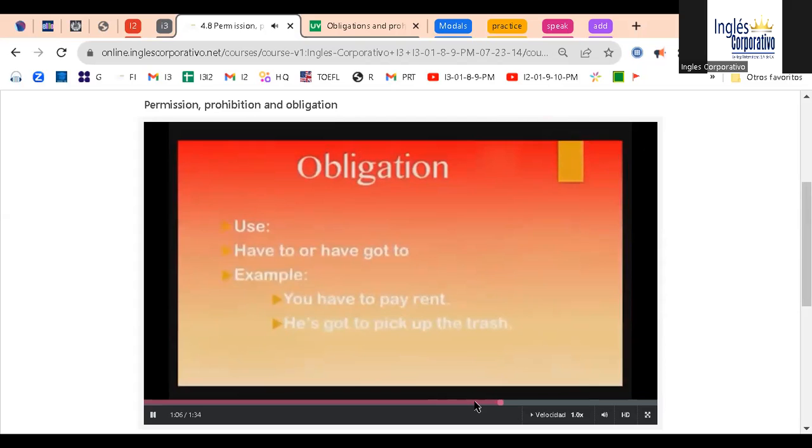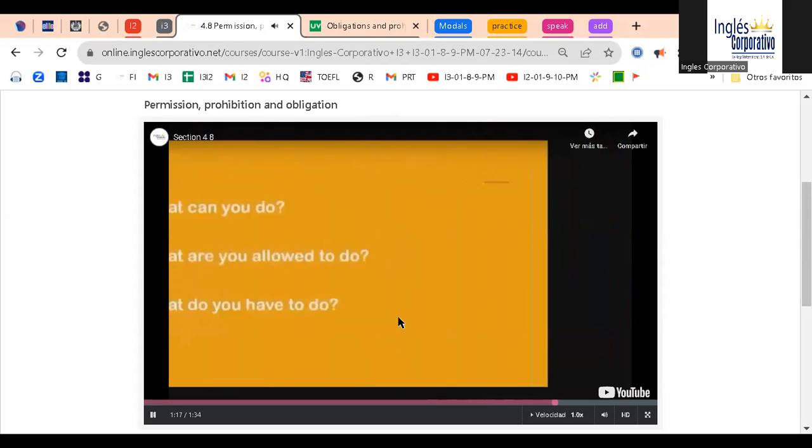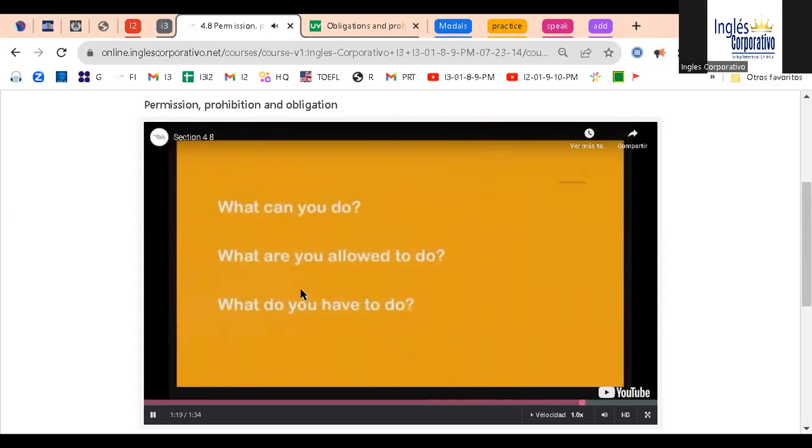Finally, we have obligation. For obligation, have to or have got to are used. You have to pay rent. He's got to pick up the trash. Write one example for permission, obligation, and prohibition with real information about you. What can you do? What are you allowed to do? And what do you have to do? Don't forget to write your example.